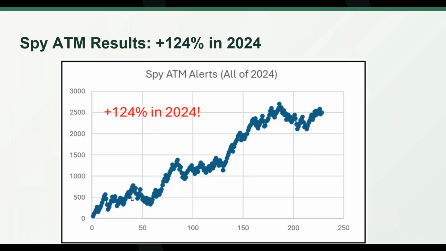So you can see over the course of the year, it made about 2,400 or so dollars in this, which equates to 124% account growth, just doing one zero DTE SPY trade every single day at 10:30 in the morning. So no over trading, nothing crazy like that, just very simple trading strategy.